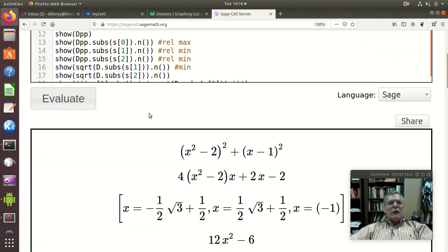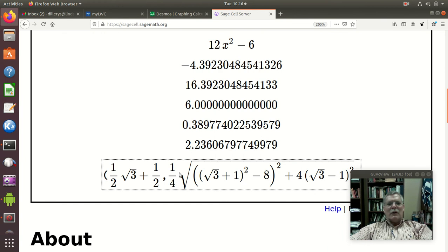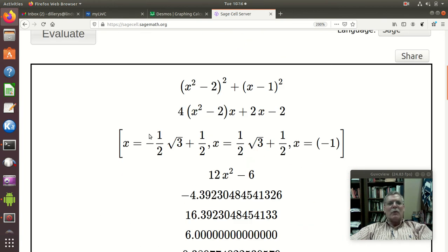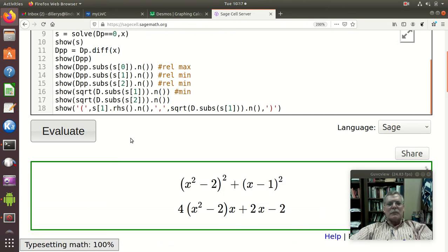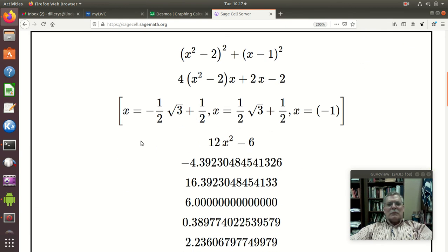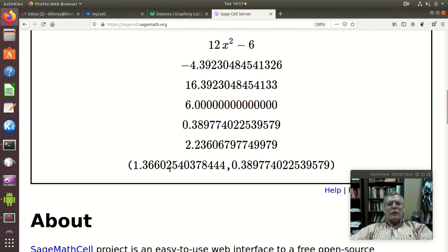And again, if you needed to show the 1.366, you could do a numerical thing on something like this. I could do a dot, and I could just copy and paste and do this thing twice, once symbolically and once numerically, and come down here, and there's the 1.366, and so forth.